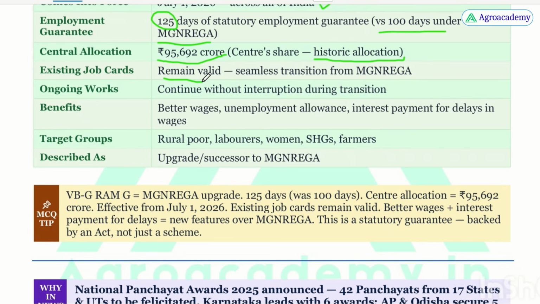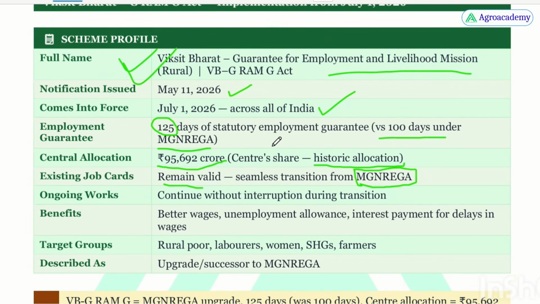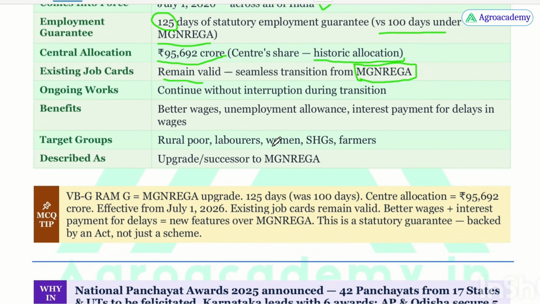Existing job cards, that means those workers who had an MG NREGA job card, will be valid and will be included under this VB-G RAM G Act also. And what is the benefit of this scheme? It will provide better wages to the employees, unemployment will be reduced, unemployment allowances will also be given, and interest will also be paid in case of delay in wages. This is a very commendable benefit.